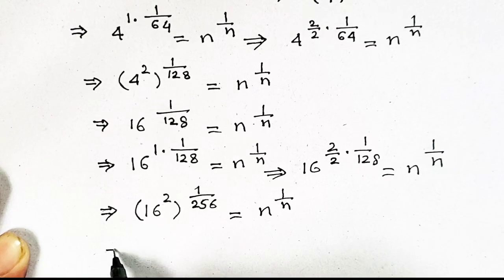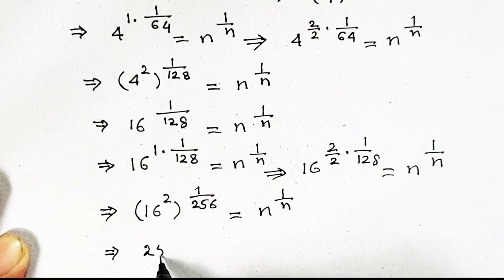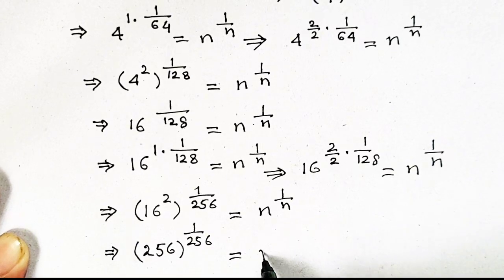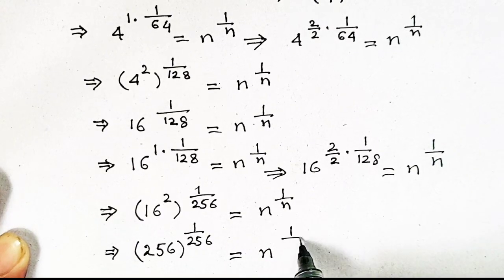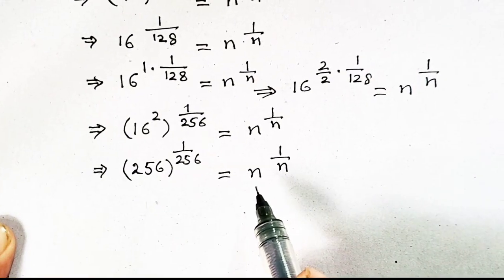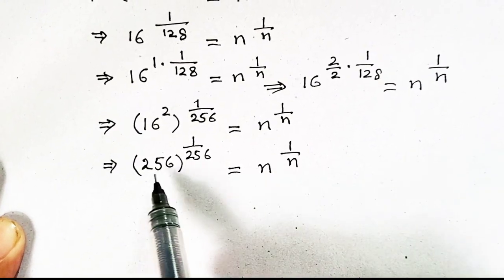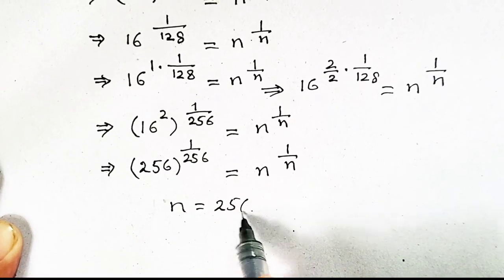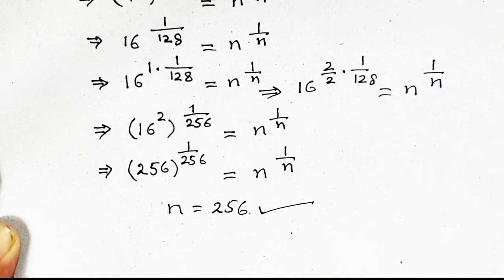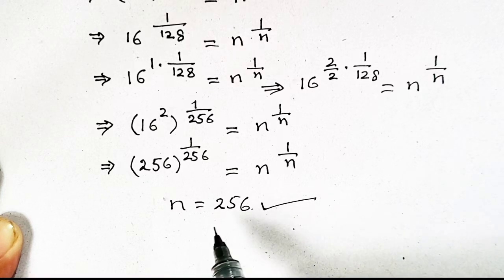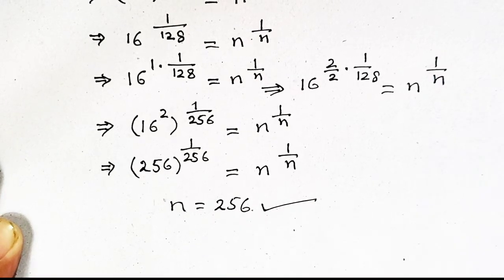Now 16 square will be equal to 256, and its power is 1 over 256, and in right side we have n and its power is 1 over n. Both are same, left hand side and right hand side are same, so n is replaced with 256. That is our answer, and our target was to achieve the value of n, so we have found the value of n, which is 256.